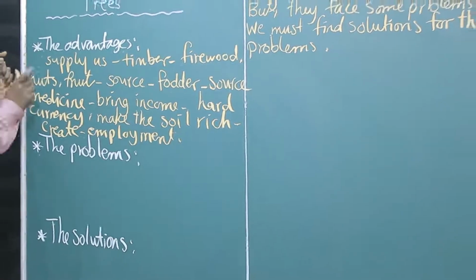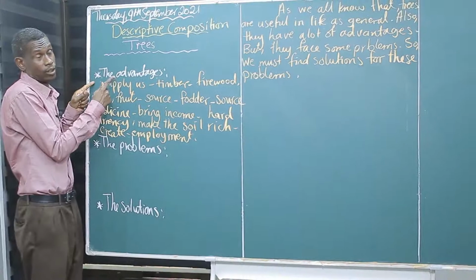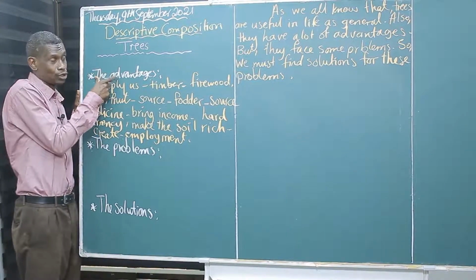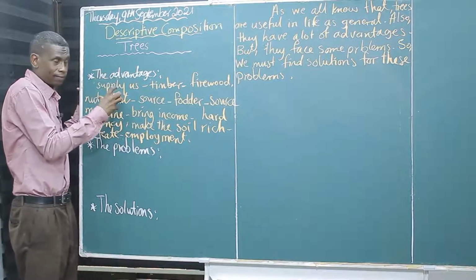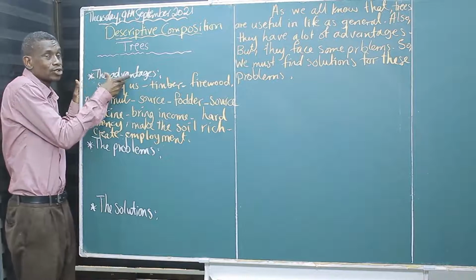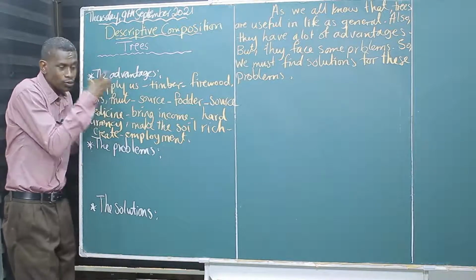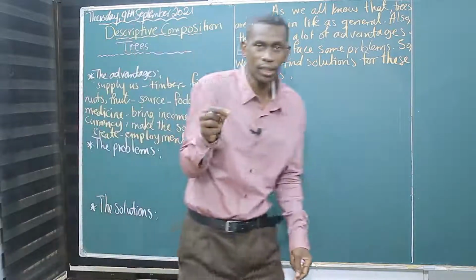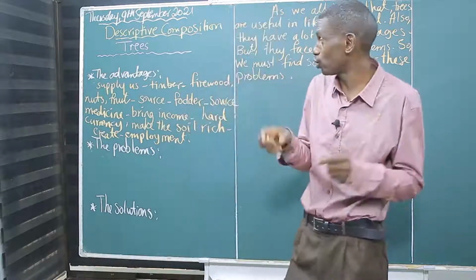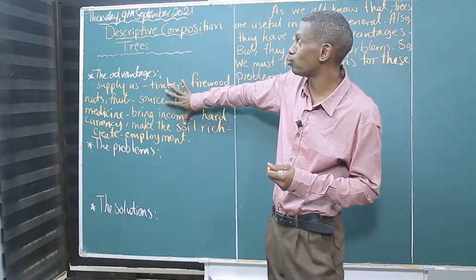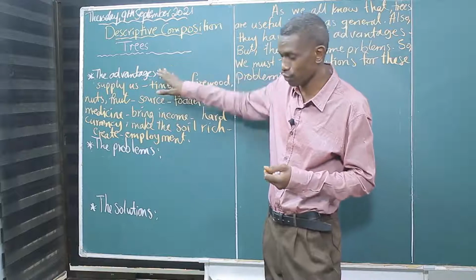So this is going to be a paragraph. We're going to write a paragraph on the body about the advantages of trees. This paragraph entirely focuses on the advantages of trees. So we call this a paragraph unity. We're going to write a paragraph, and this paragraph is going to be about the advantages of trees.